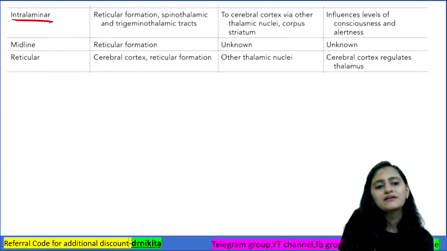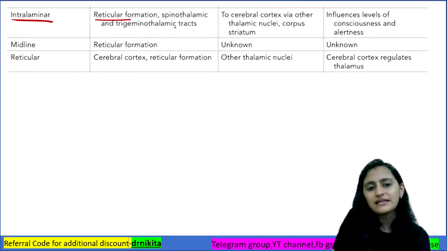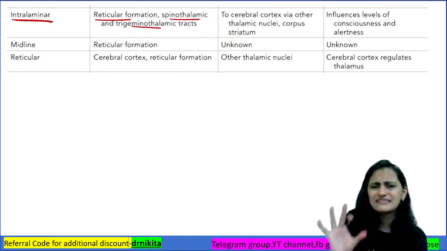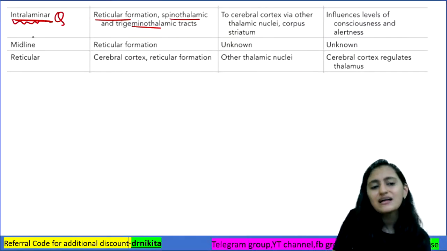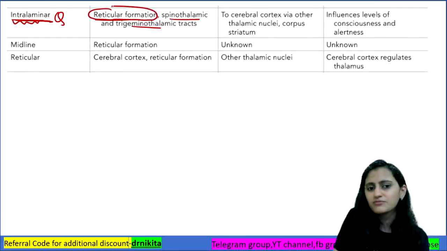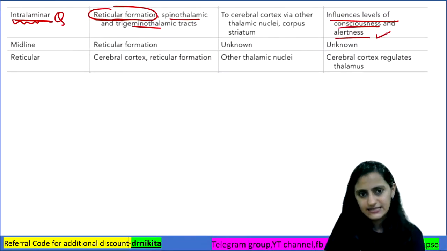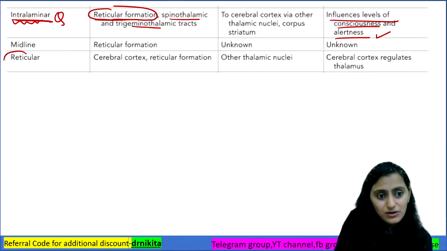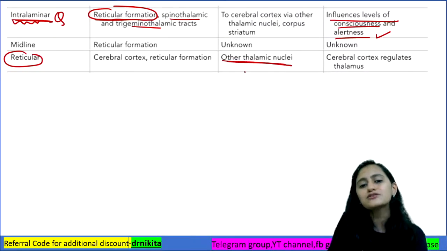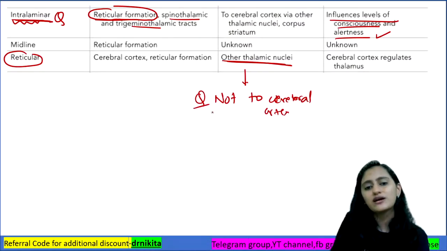What are the intralaminar nuclei? Intralaminar nuclei are present in the internal medullary lamina. They receive fibers from the reticular formation, spinothalamic and trigeminothalamic. These are not really important. Most important, I'll tell you the questions which are asked. The intralaminar nuclei receive fibers from the reticular formation and influence the levels of consciousness and alertness, because the reticular formation affects consciousness and alertness. Your reticular nuclei output goes only to the other thalamic nuclei, not to the cerebral cortex. There is no output to cerebral cortex from the reticular nuclei.